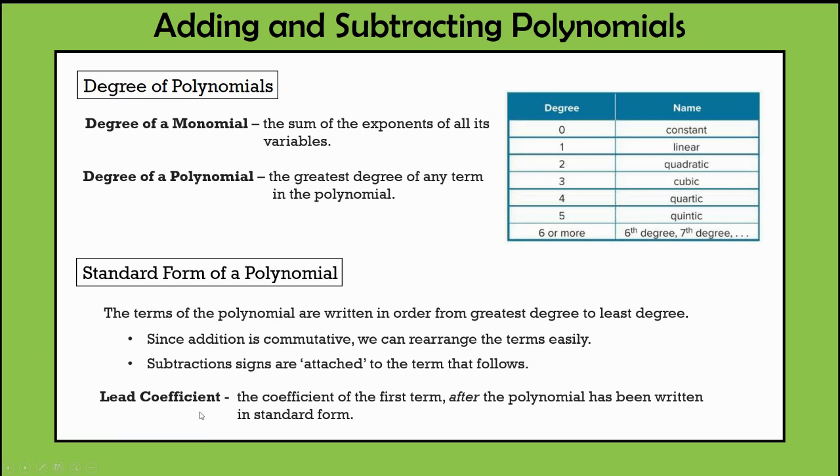The last thing we'll do when we put things in standard form is identify the lead coefficient, and that is simply the number that's attached to the first term. So when I get these polynomials put in order with the biggest degree first, whatever the number part attached to that biggest degree is, that's our lead coefficient. I know this seems very abstract right now, but when we look at an example, I think you'll understand what we're talking about.